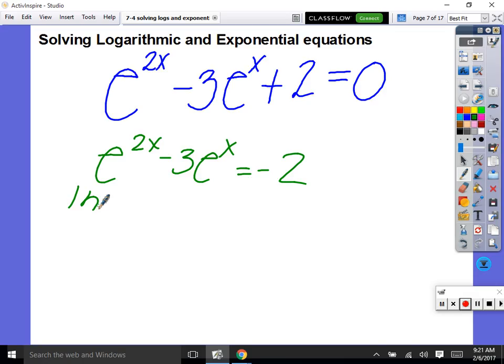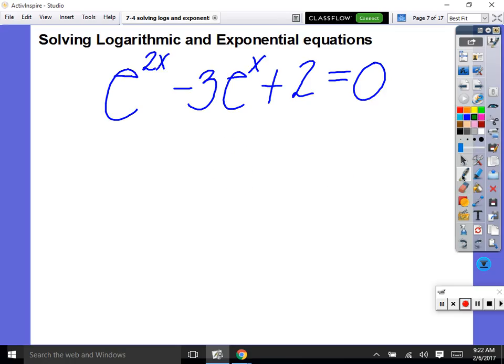But remember that it's putting them together, this is e's, this isn't ln's. Like we can't, you know what I mean? It would be a good idea if it was ln's, but these are e's. So this is how we would do it.